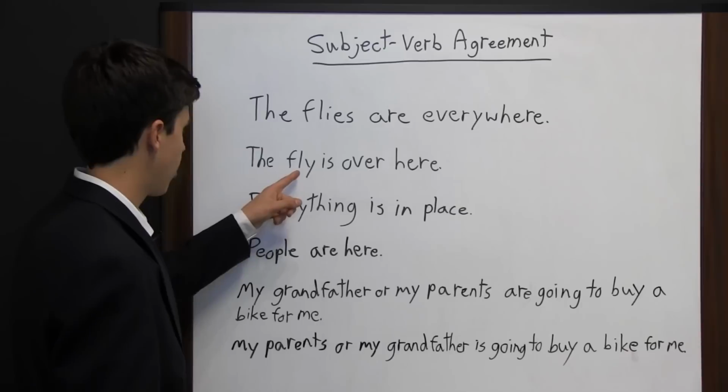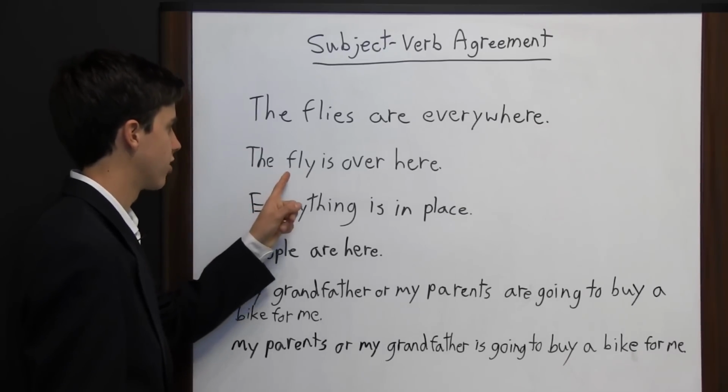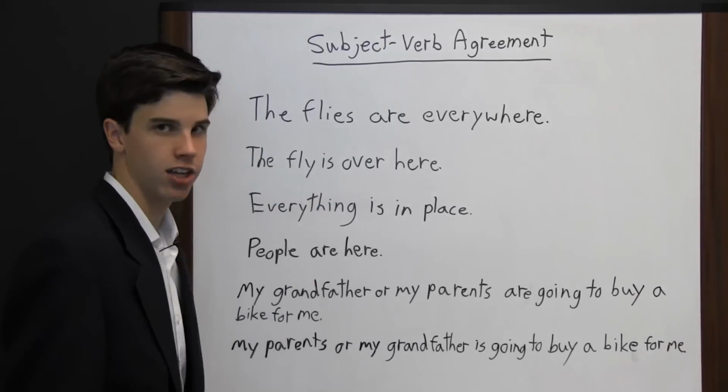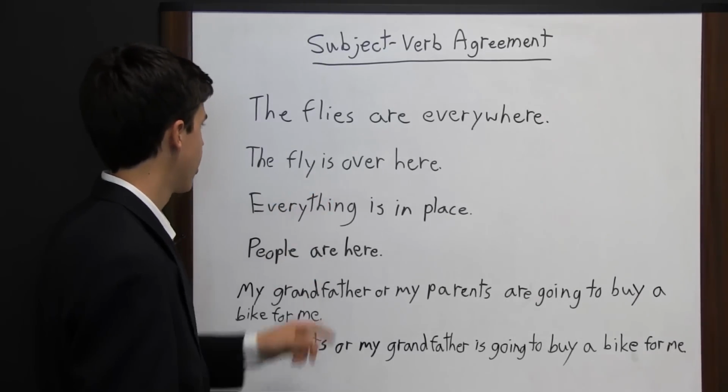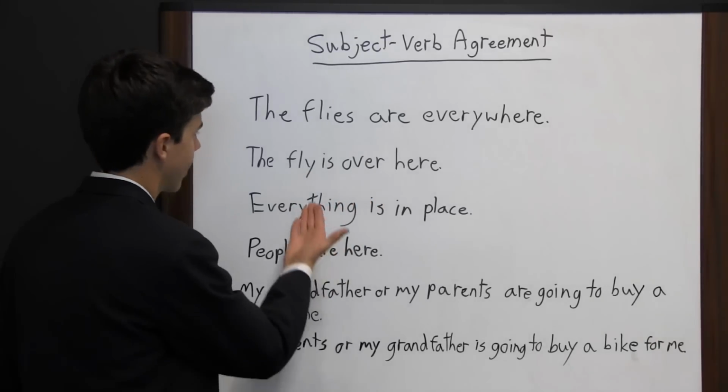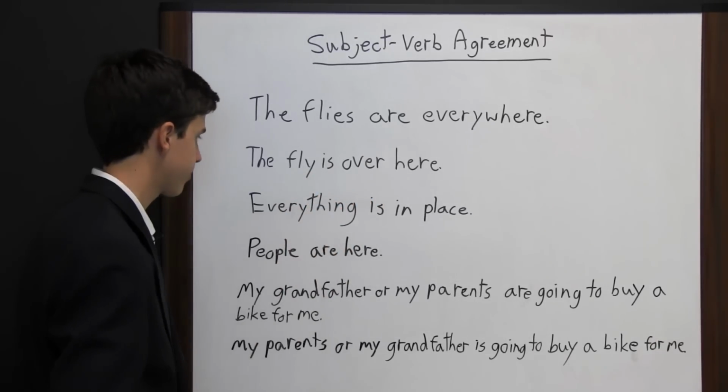Now this sentence is talking about one fly. It says the fly is over here. So since fly is singular, the verb needs to be singular. Is is a singular verb, so that's why it's used here. See, if we said the fly are over here, that wouldn't make sense. That's why we say the fly is over here.